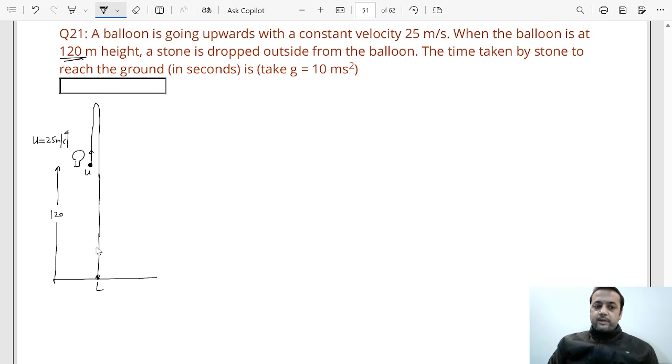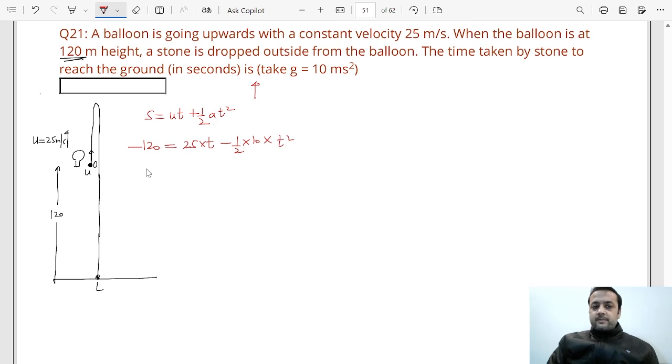So this is the landing point, let us say, and let us say it was released at the point O. If you look from point O to point L, effectively displacement is minus 120. So I can use s equals ut plus half at square for the stone. If I assume upward as the positive direction, displacement is negative, so displacement will become minus 120. Initial velocity is plus 25 into the time, and acceleration is minus gravity, which is 10, then this will become t square.